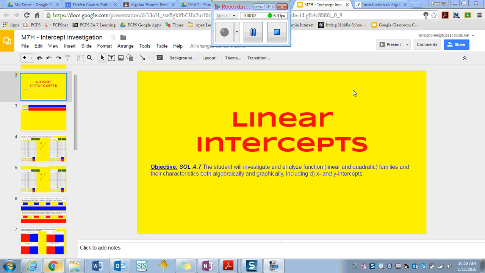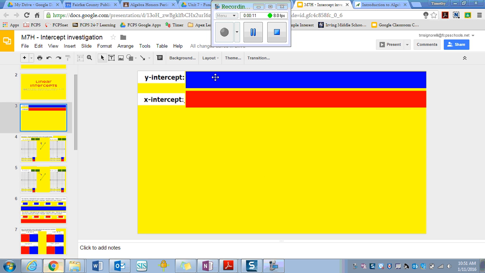Today we're going to talk about linear intercepts. When we talk about linear intercepts, we're talking about where a line crosses our x and y axis. Let's start by defining the x and y intercept.